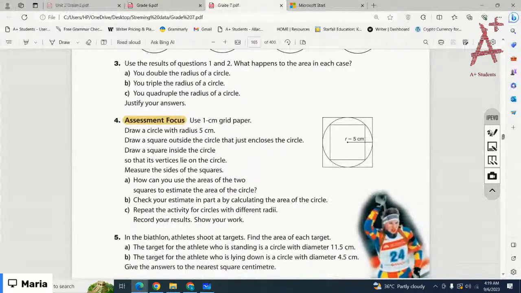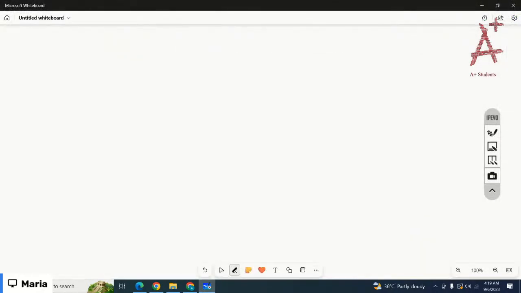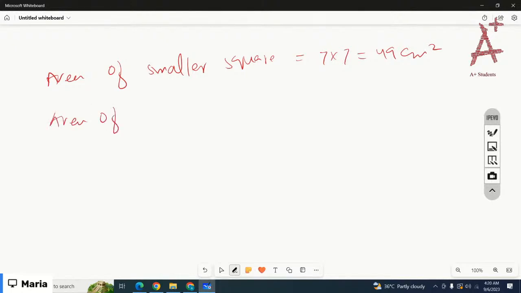So the first one is the area of the smaller square, or the inside square. It would be 7 times 7, that would be 49 centimeter square. The area of the larger square is 10 times 10, because squares have all four sides equal in length. 10 times 10, that is 100 centimeter square.